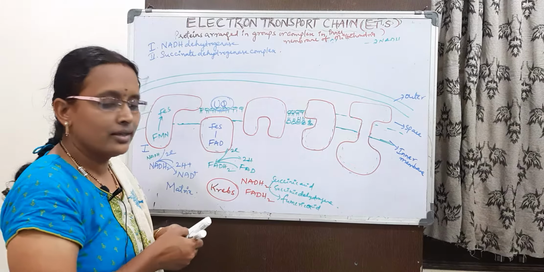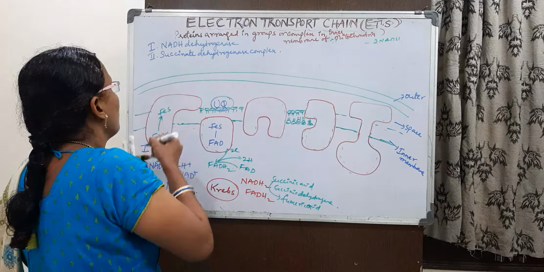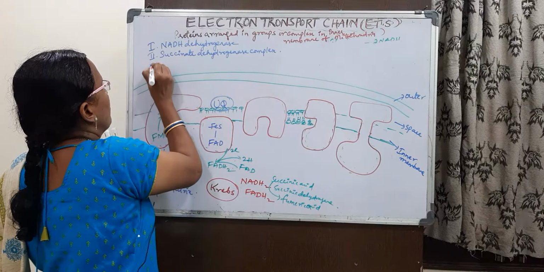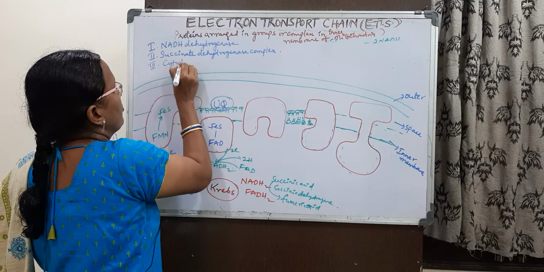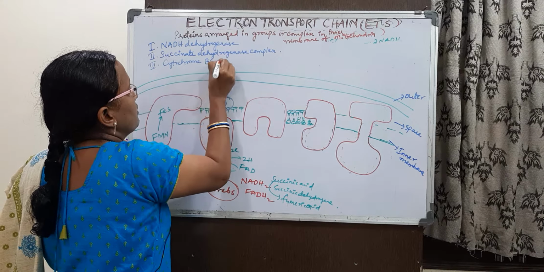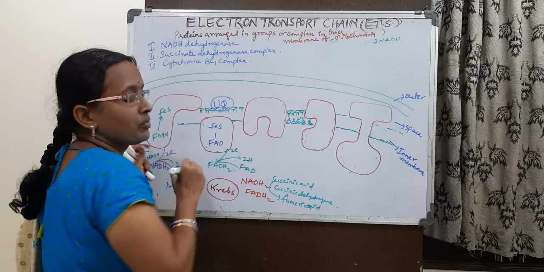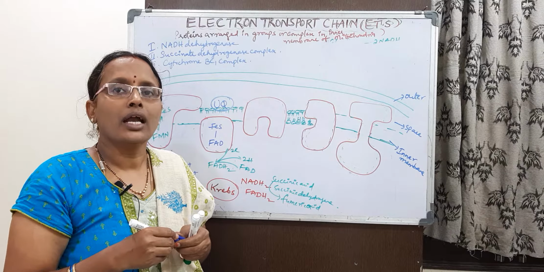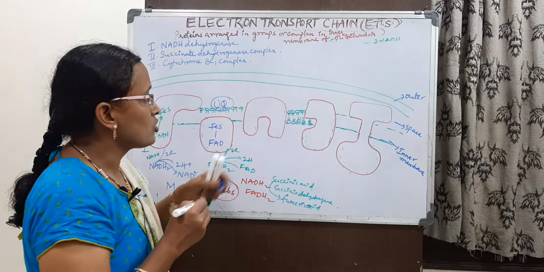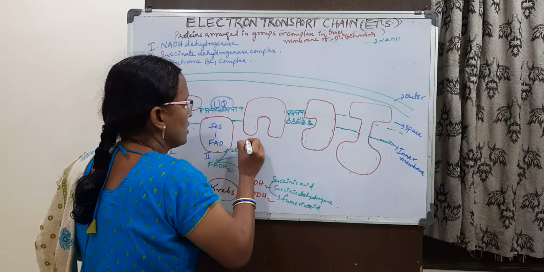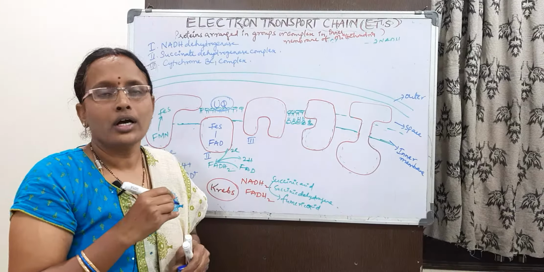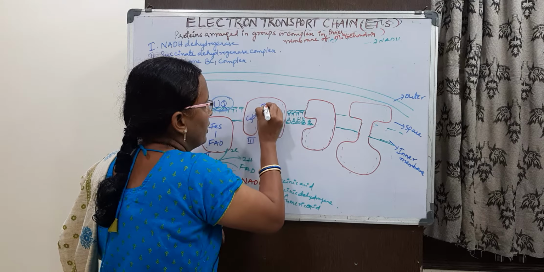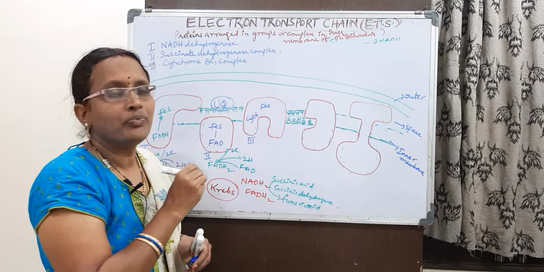The third complex is called the cytochrome bc1 complex. In it, we have cytochromes C1, C, B and A3, five types. In the third complex we have cytochrome B, FeS protein and cytochrome C1.